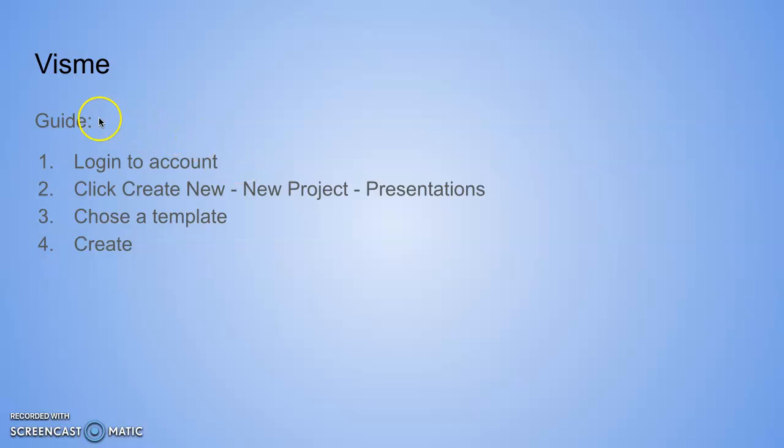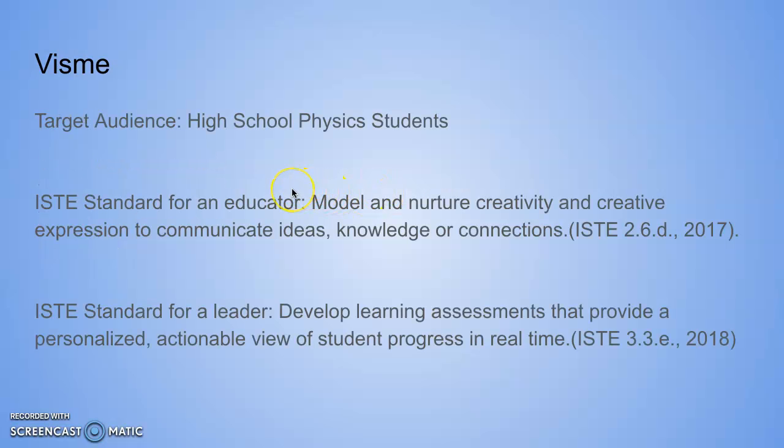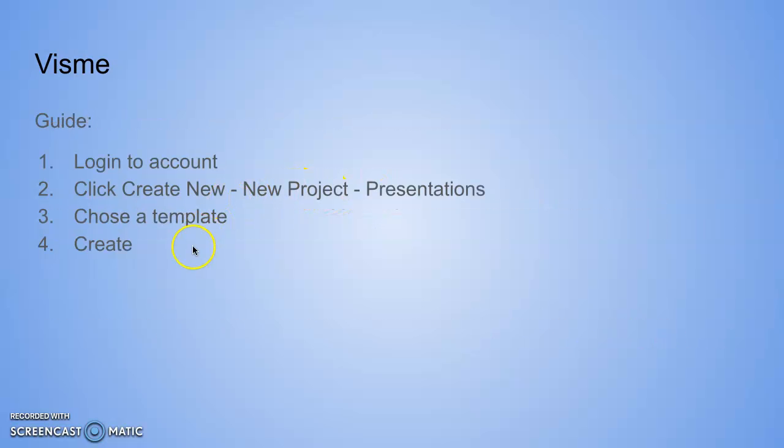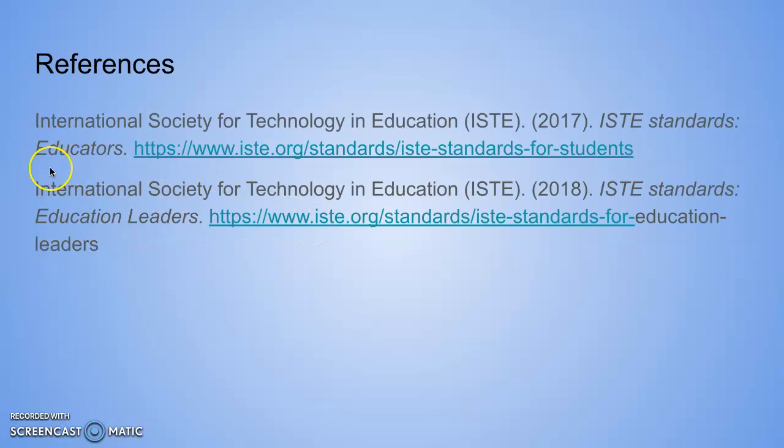So in order to use Visme, the students would have to create a free account, does not cost any money, and then they'll log in, they'll click Create New, and then from the pop-up that shows up, they'll click New Project and then Presentations. They'll then choose a template, and then once they're done choosing a template, they're free to create their program or their presentation.